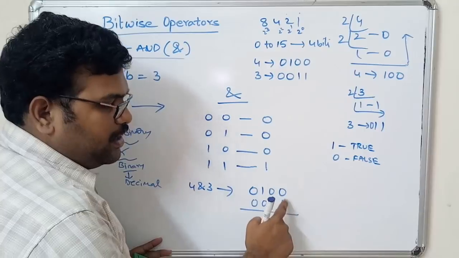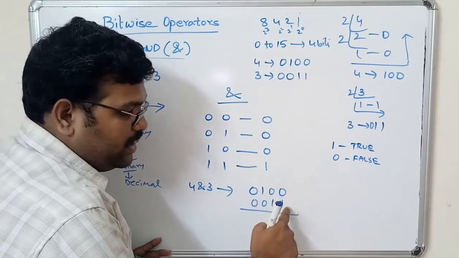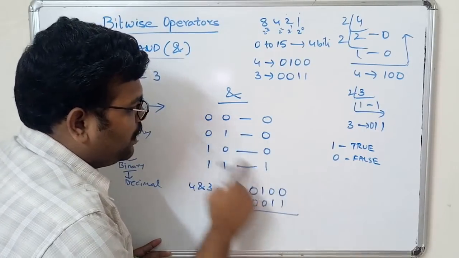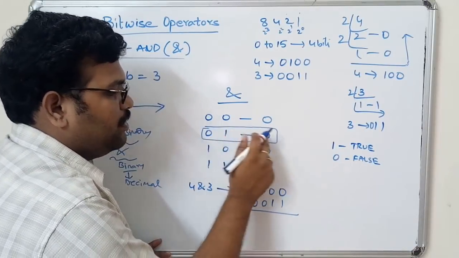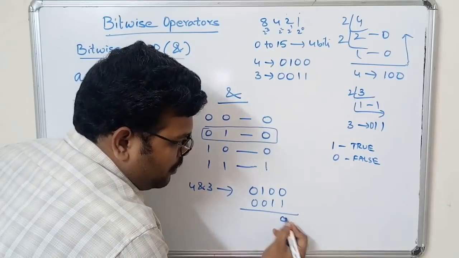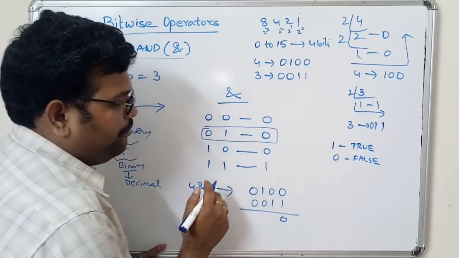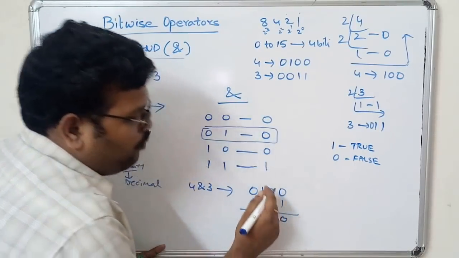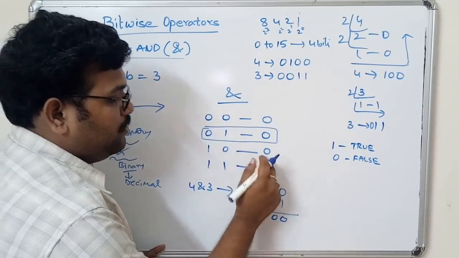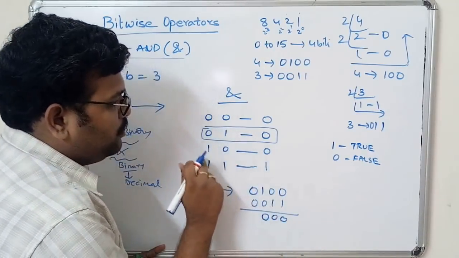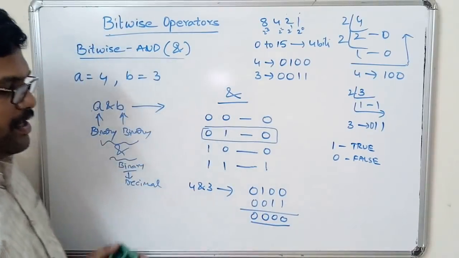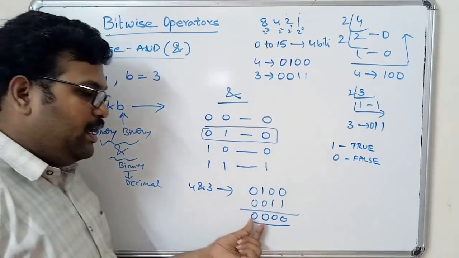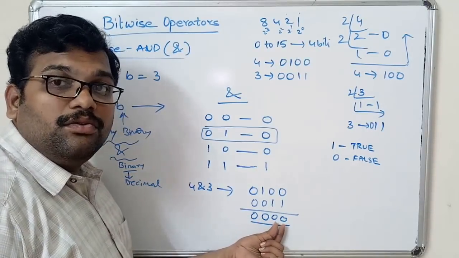0 and 1. Here 0 is false, 1 is true. The resultant is 0. Again 0 and 1, the resultant is 0. Then 1 and 0, the resultant is 0. Then 0 and 0, 0. So the AND operation for 4 and 3 will be 0 0 0 0.